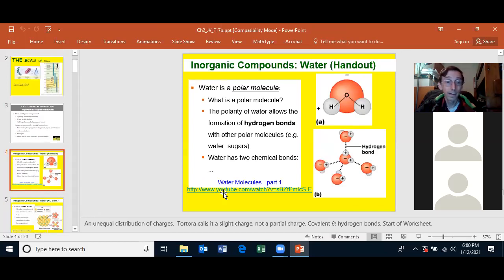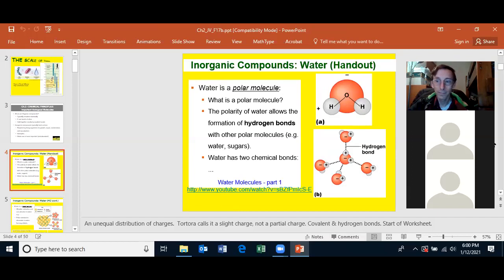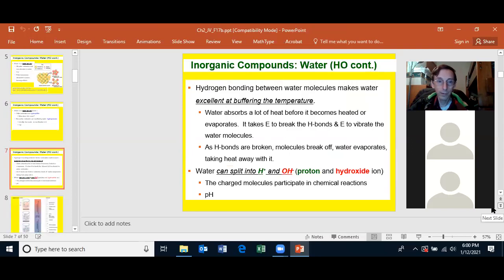All right, so this is the start of our worksheet, so I'm not going to go over this, but you can go over the slide and it'll help you with the worksheet on the molecule water, which is an inorganic compound. And let's move this over and go to the end of the worksheet.